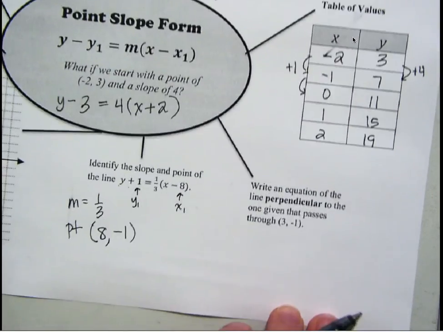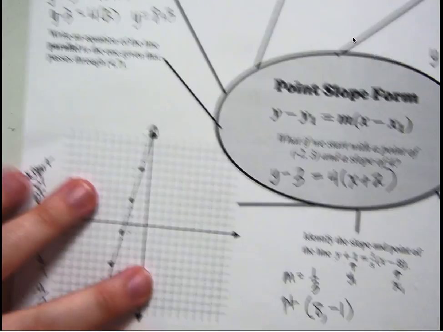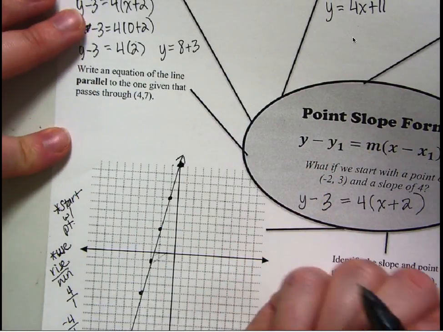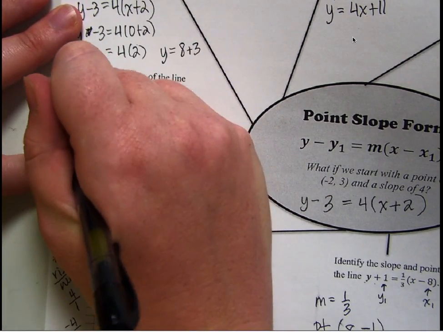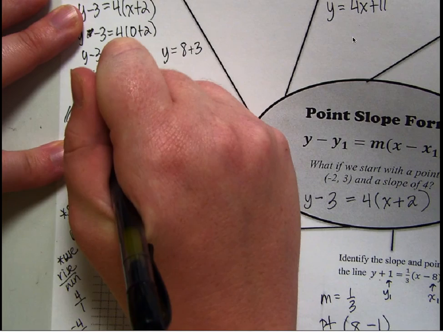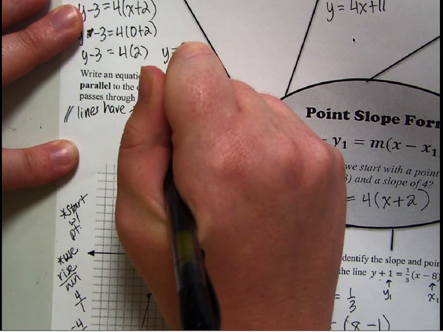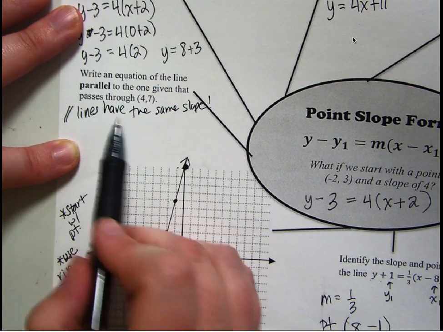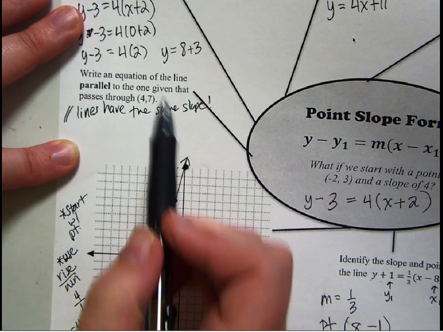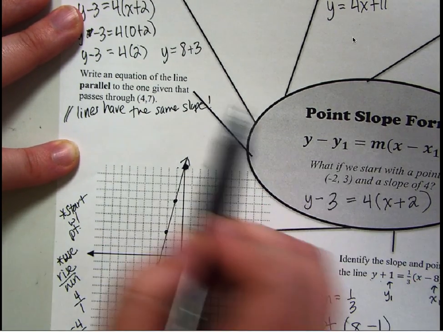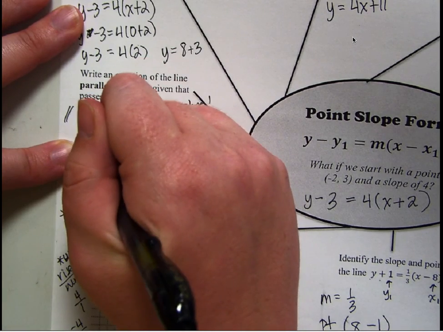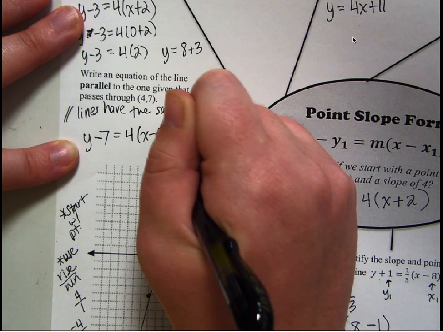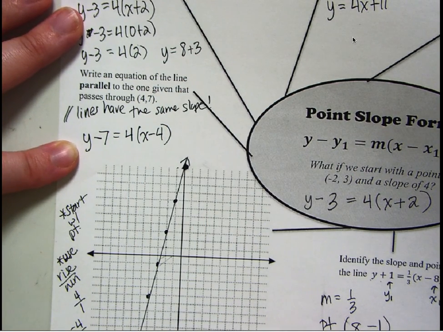Okay, last up is the idea of parallel and perpendicular. So let's start with parallel. Write the equation of the line parallel to the one given that passes through 4, 7. All right, parallel lines have the same slope. So what that means is the slope of our parallel line will also be 4. What we need to do is just replace x1 and y1 with this new ordered pair given. Y minus 7 equals 4, parentheses, x minus 4. Done. Easy as that.